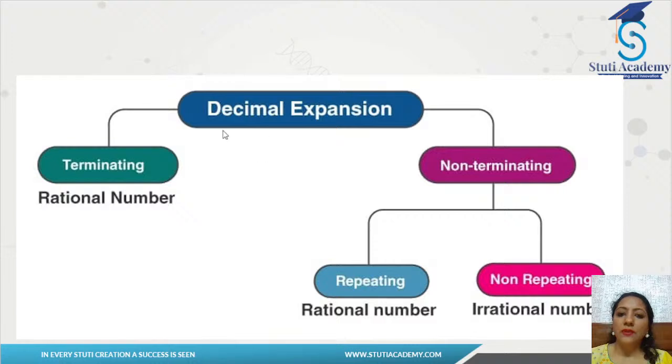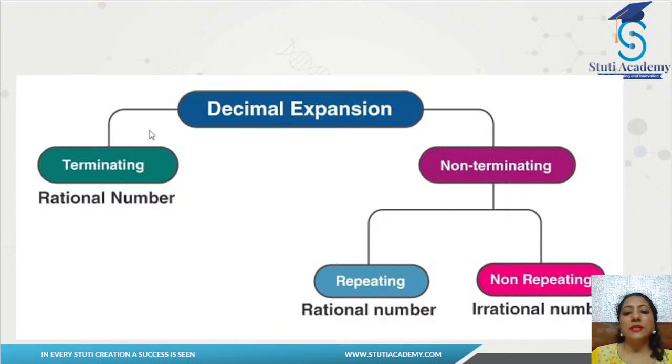We know for every number, the decimal expansion is either terminating or non-terminating. So, if the decimal expansion is terminating, we say that it's a rational number. I hope you all remember this. You've studied in grade 9 also. So, for a decimal expansion, if it's terminating means it's ending somewhere. Then we say that it's a rational number.